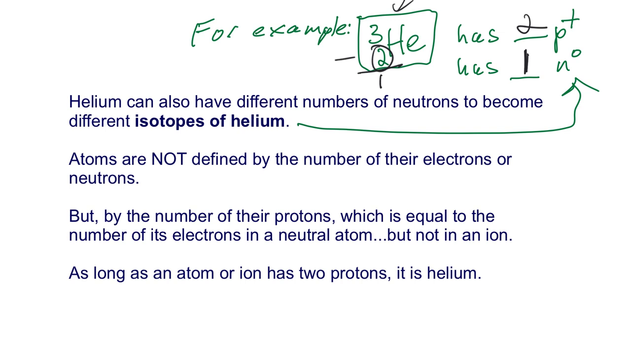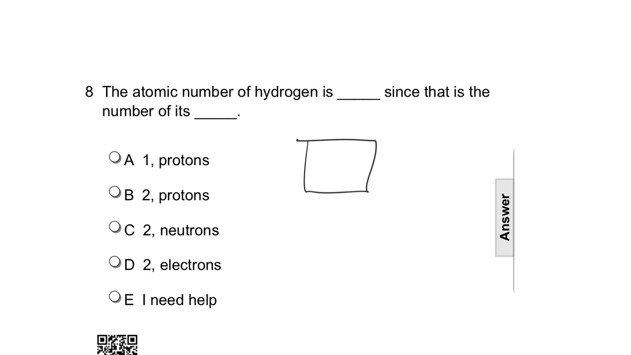And so can the electron number. But you change that bottom number, the atomic number, and you don't have helium anymore. Okay, when I give you a problem like this, I'll give you the nuclear symbol like that in a box. The atomic number of hydrogen is, well, it's the bottom number. So it's 1. That's the number of protons.